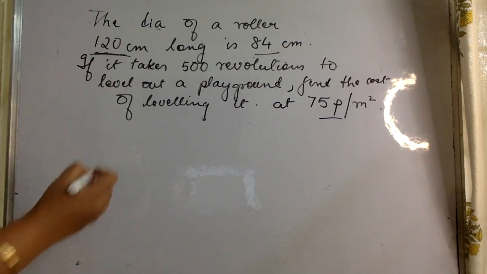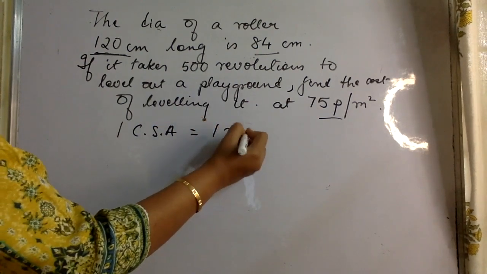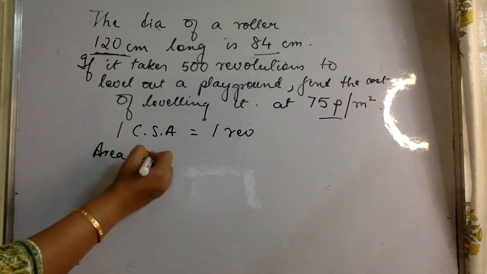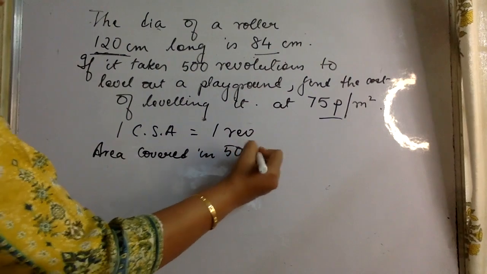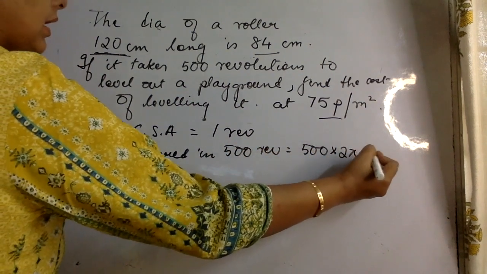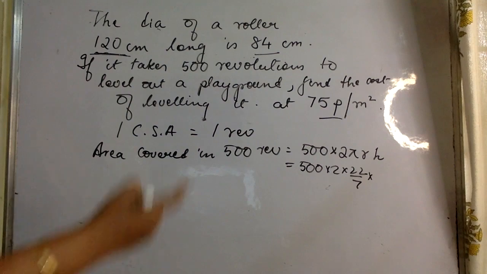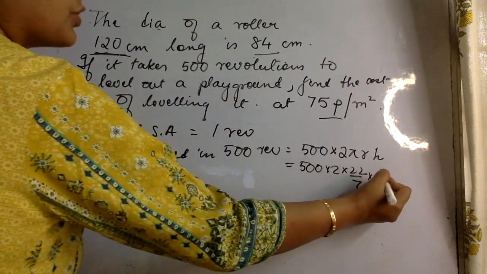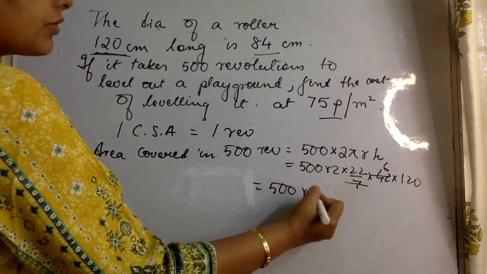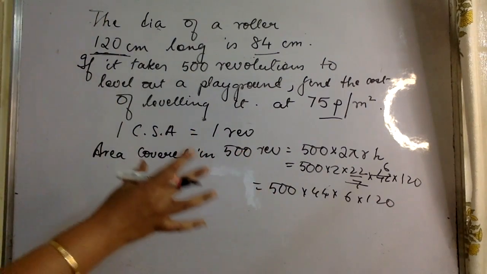Now the first thing is, you have to understand that one CSA, one curved surface area, is equal to one revolution. So in 500 revolutions it is 500 CSA. So area covered in 500 revolutions is 500 into 2 pi r h, right? 500 into 2 into 22 by 7. How much is r? That is dia. Dia is 84, so r is 42, into h is 120. Cut this 6. So I will leave it like this only: 500 into 44 into 6 into 120 is my area.